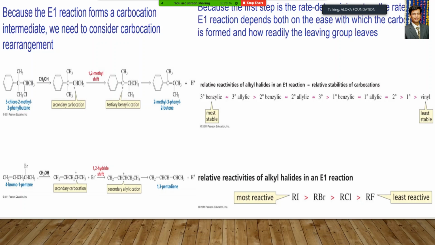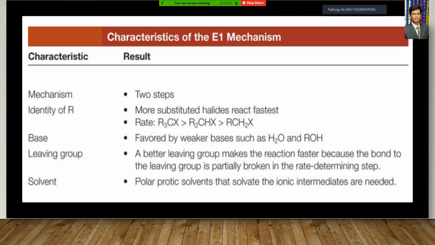And the alkyl halides used are more reactive: alkyl iodide and alkyl bromide are more favored than alkyl chloride and fluoride. So these are the alkyl halides used for E1 reactions. Now let us look at the characteristics of your E1 mechanism. What are the basic characteristics of your E1 mechanism?